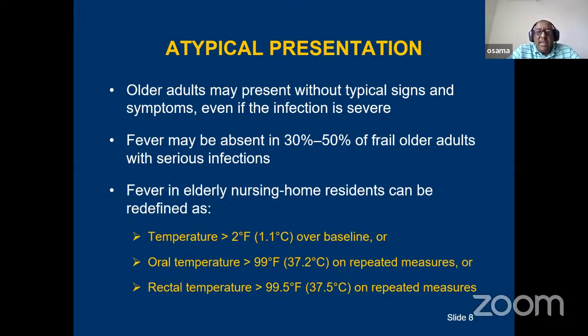Fever in elderly nursing home residents can be redefined as a temperature more than 2 Fahrenheit over the baseline, or an oral temperature more than 99 Fahrenheit or 37.2 Celsius on repeated measures, or a rectal temperature more than 99.5 Fahrenheit, 37.5 Celsius on repeated measures.